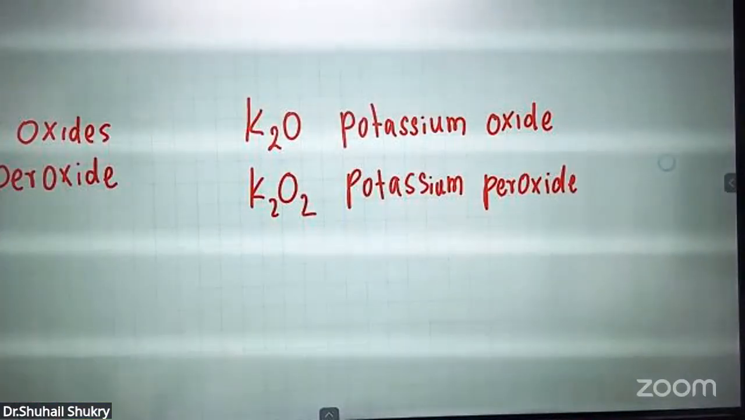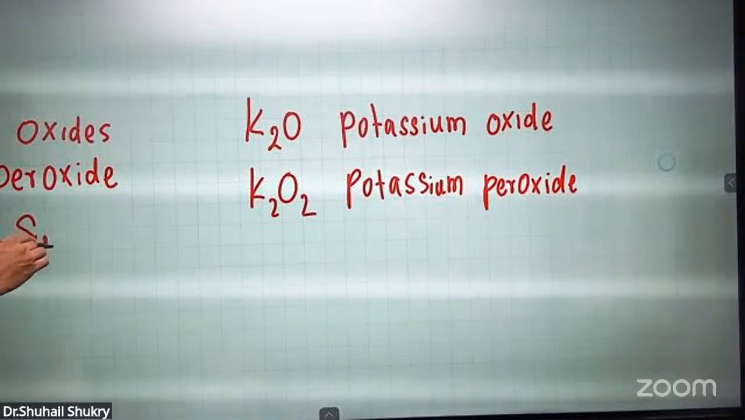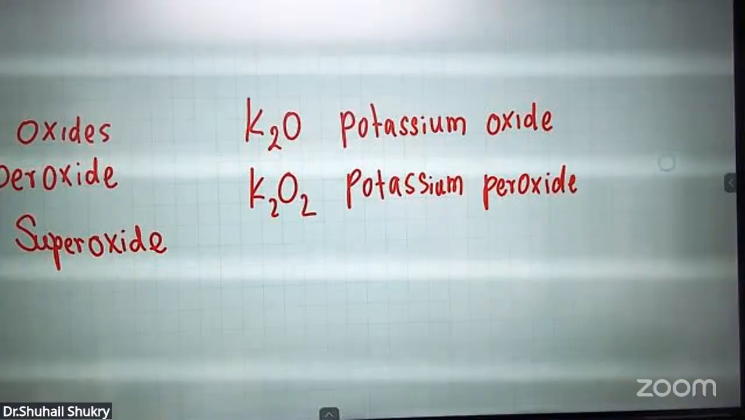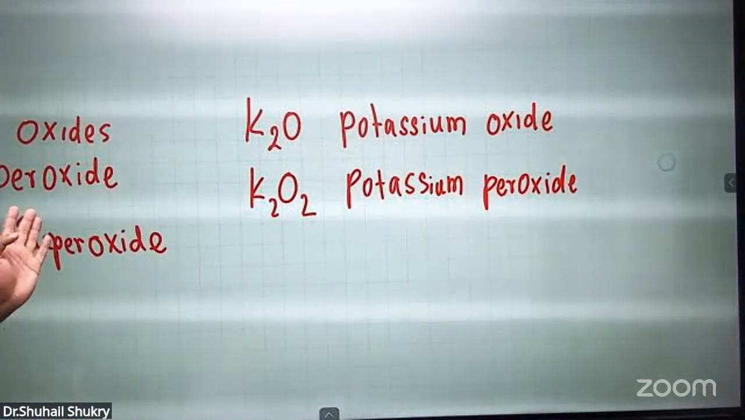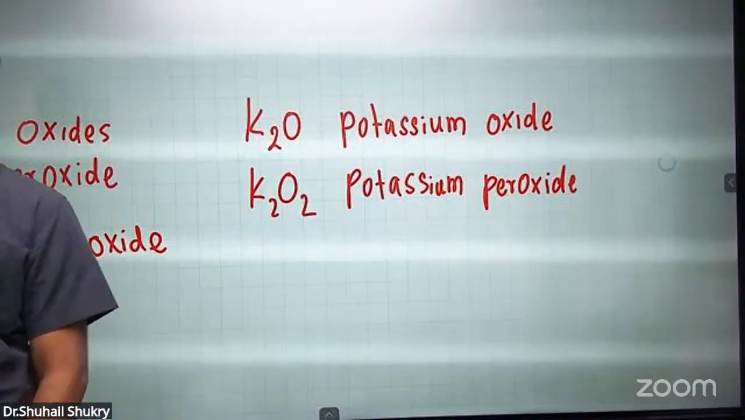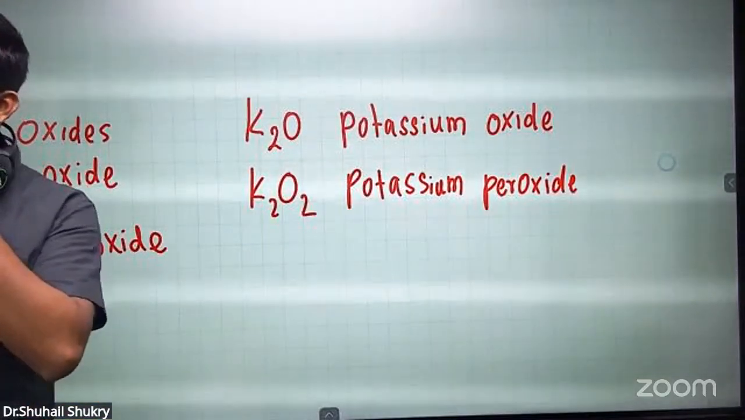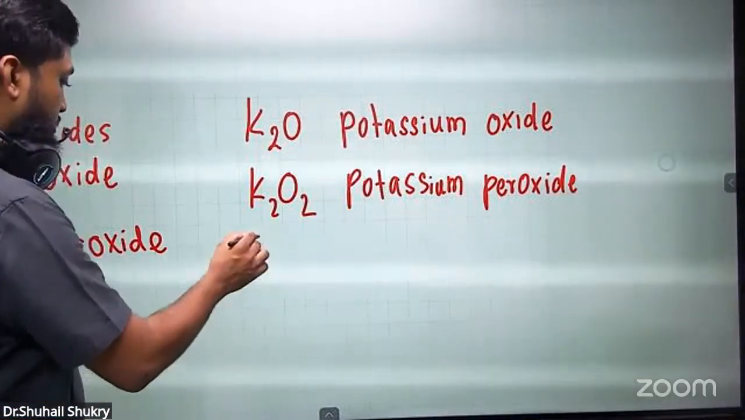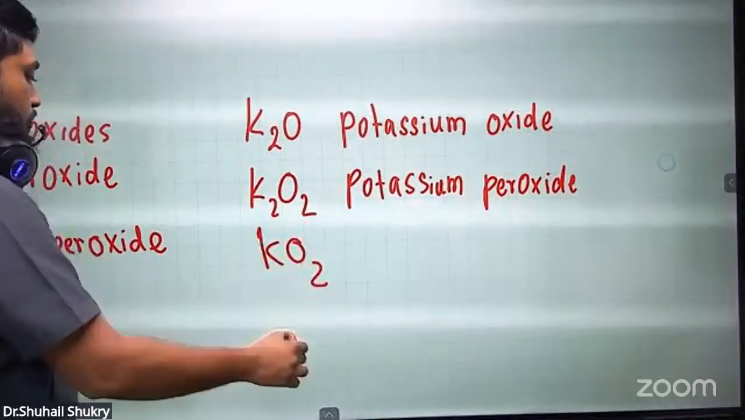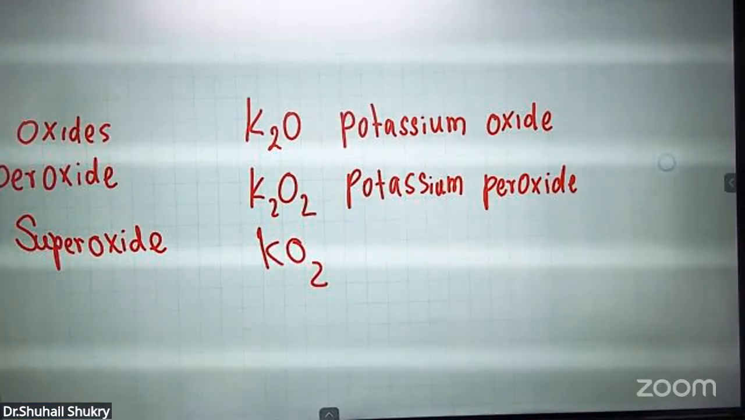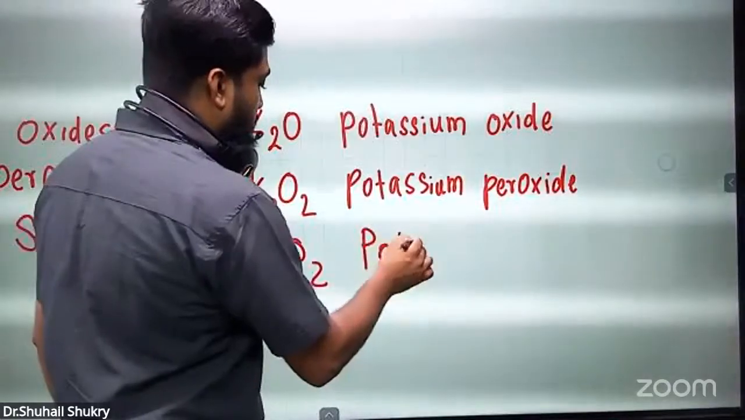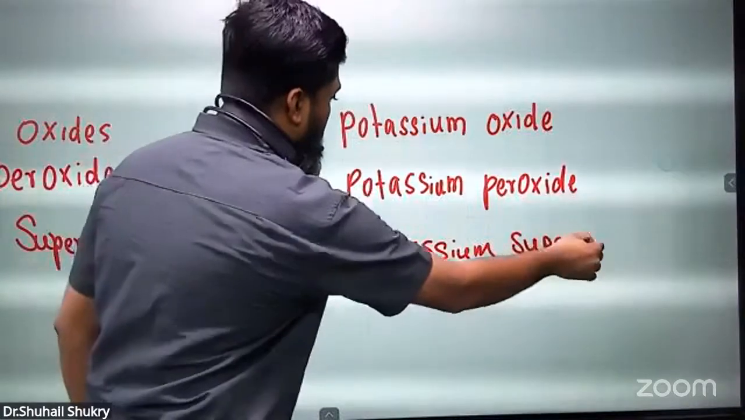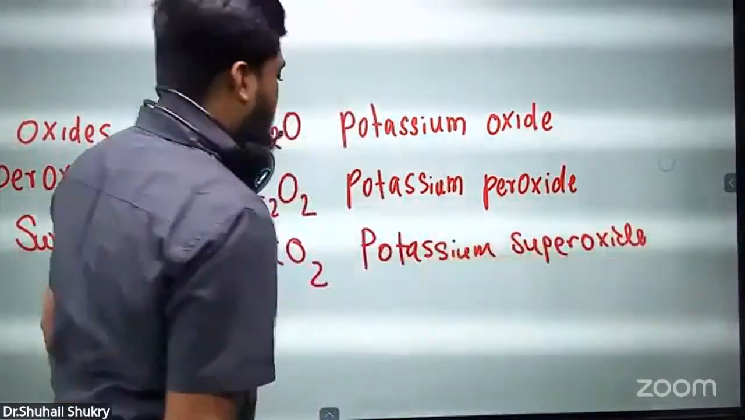Finally, there is another one, called superoxide. Superoxide, like Superman, superoxide. I'm not telling this as a joke; these things are there. What is superoxide now? The formula of superoxide is KO2. This is the formula of superoxide. How do you say this? Potassium superoxide.